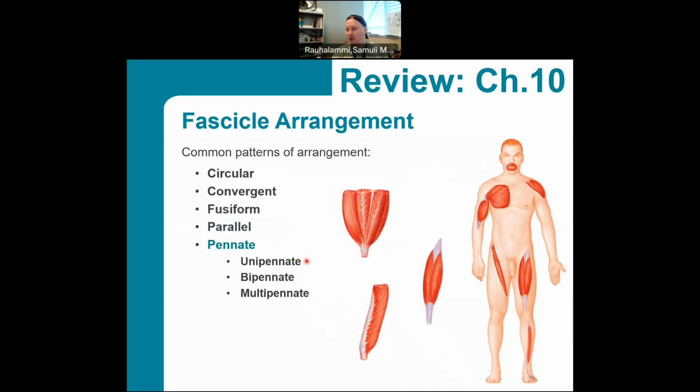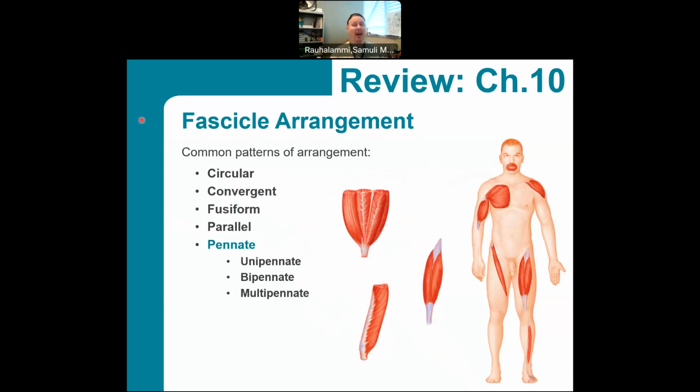Are we seeing just one central arrangement, bipinnate? Rather than having this unipinnate, where we had just one set of these fibers attaching to a central tendon, maybe we have two, or maybe we even have multipinnate muscles. If I'm thinking of an example of this, I think the deltoid is a good one that we'll end up seeing.